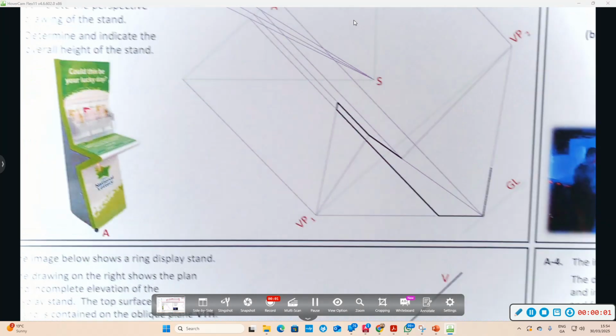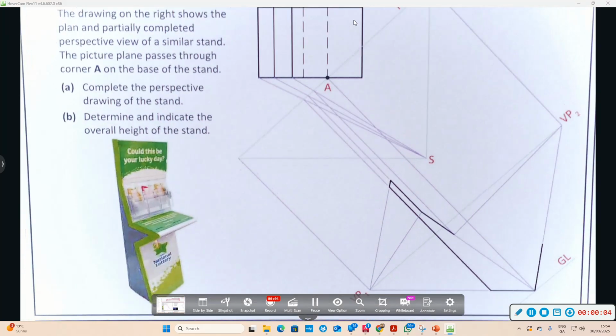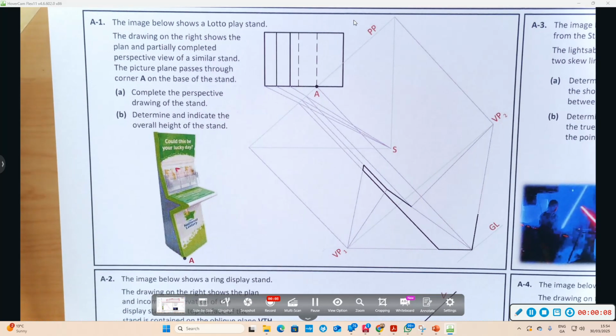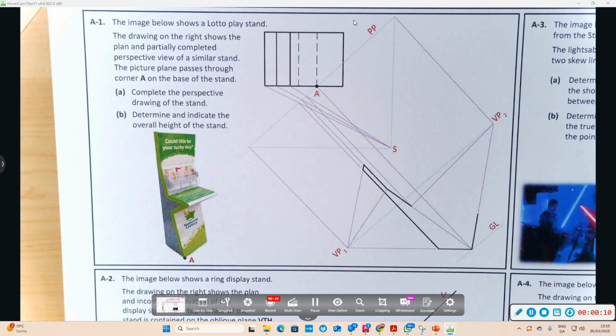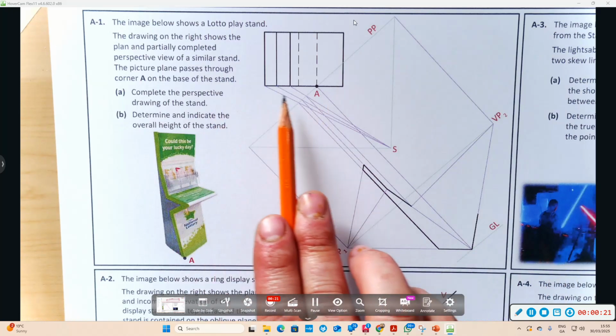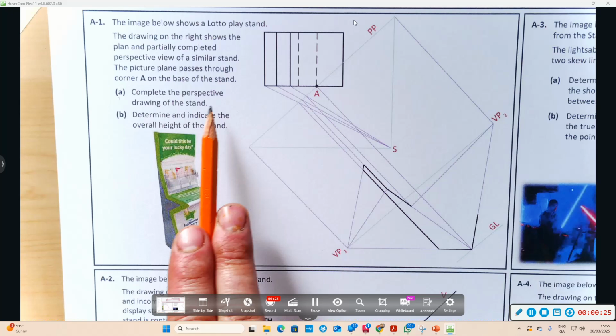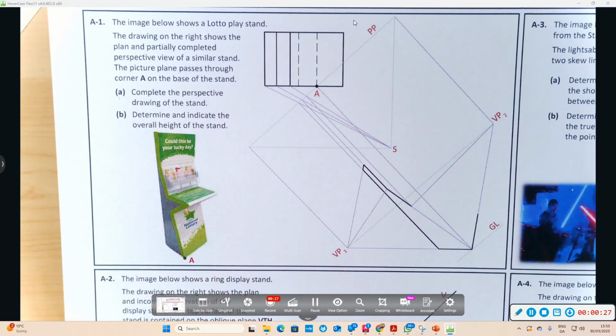Okay, welcome to this question here on the 2024 DCG exam, question A1. So we've got a perspective of a lotto stand. The drawing on the right shows the plan and partially completed perspective drawing. The picture plane passes through corner A. Part A, complete the perspective drawing of the stand, determine and indicate the heights.